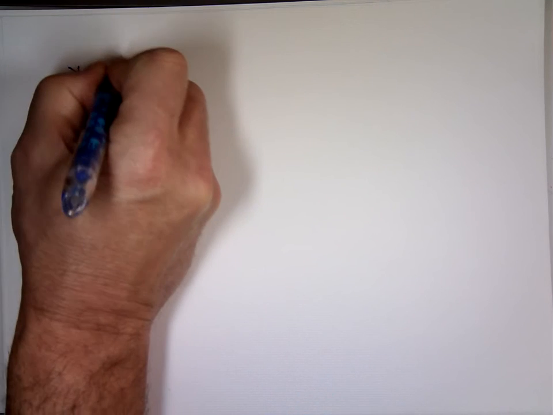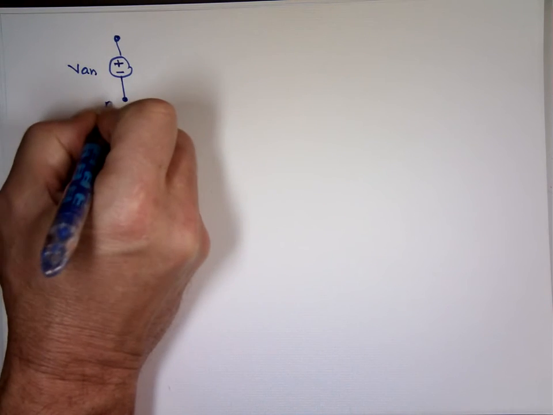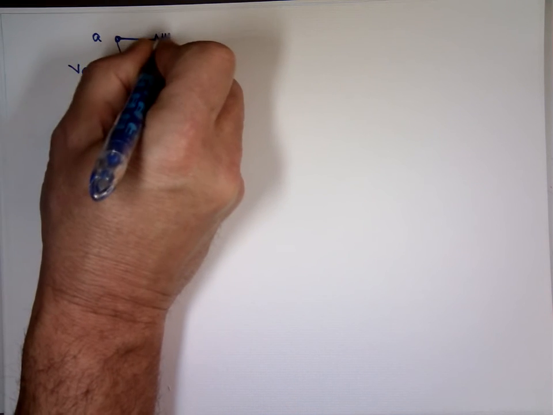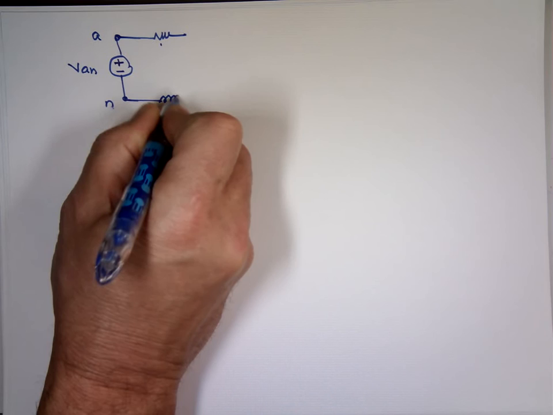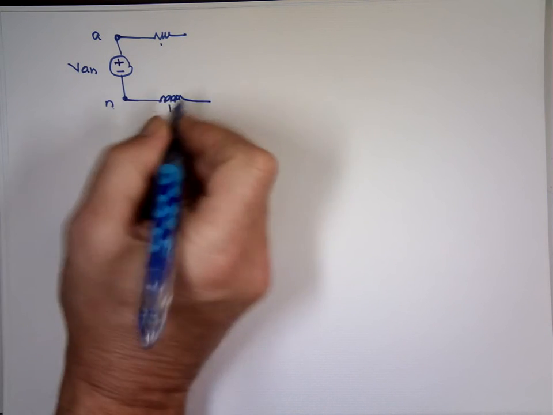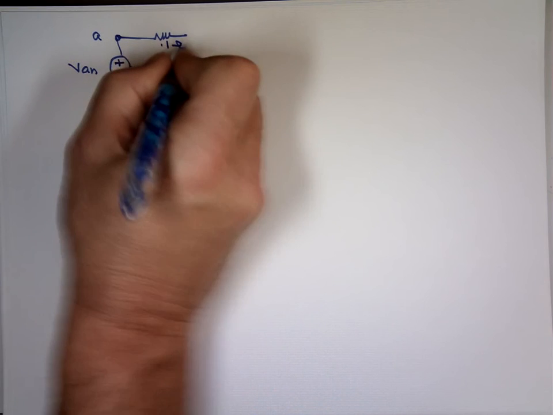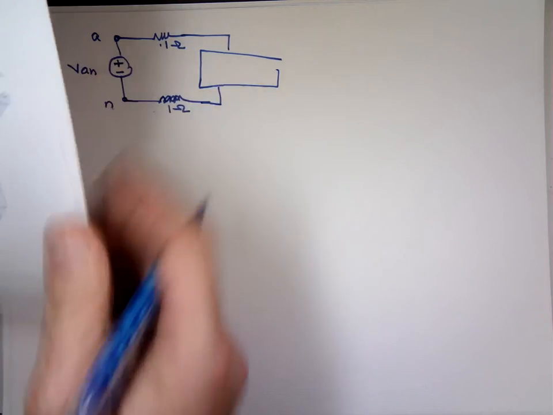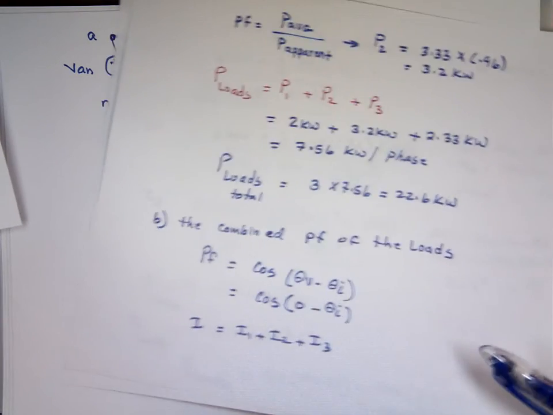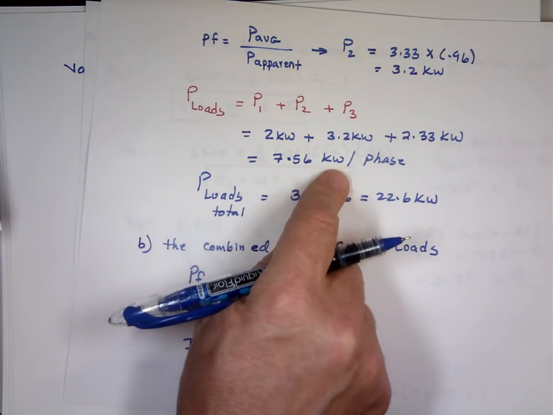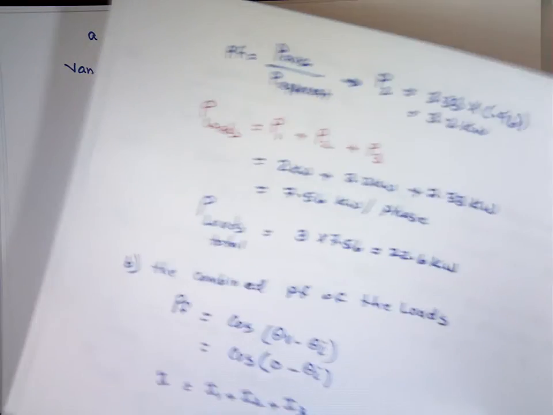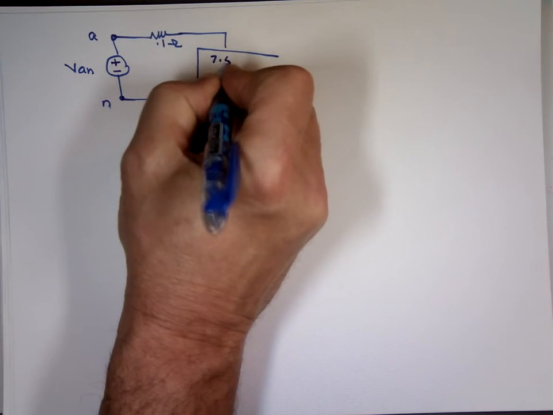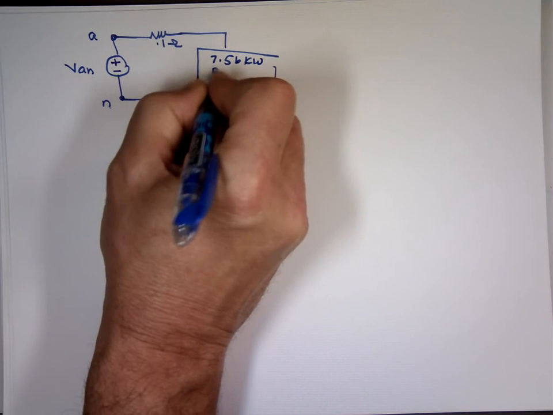I have VAN, which I have no idea what that is. I have a 0.1 ohm resistor, a 1 ohm, and 0.1 ohm. And I have one load that's equivalent to all three. That one load per phase takes an average power of 7.56 kilowatts per phase. So I can replace the three of them with one load with 7.56 kilowatts, with the power factor of what? 0.953 lagging.